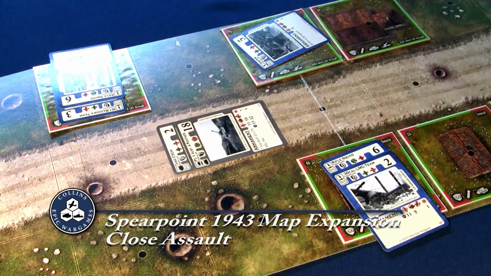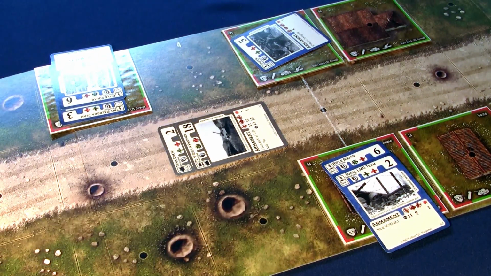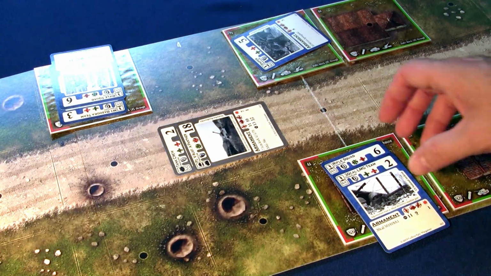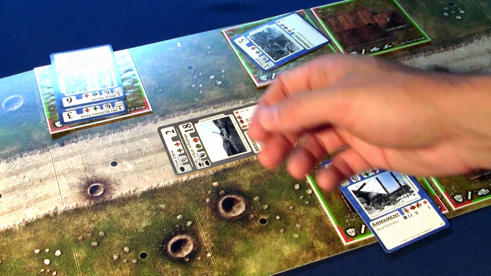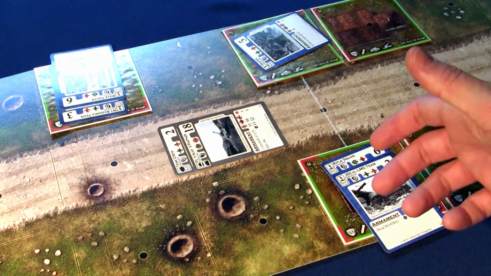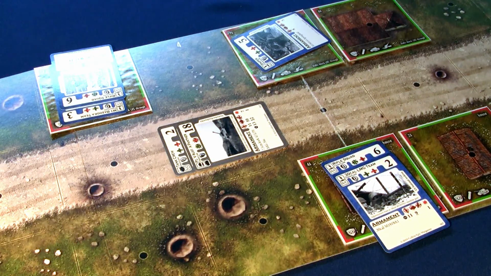This next example is all about close assault. The way that close assault works is it basically gives infantry a fighting chance against a tank. When all else fails, the infantry can move adjacent to this tank, for example this Panther tank here, and attempt to take it out with a close assault using improvised means, sticky bombs, grenades, etc.